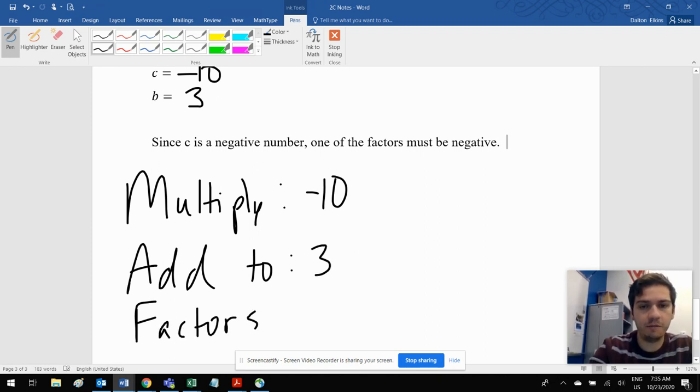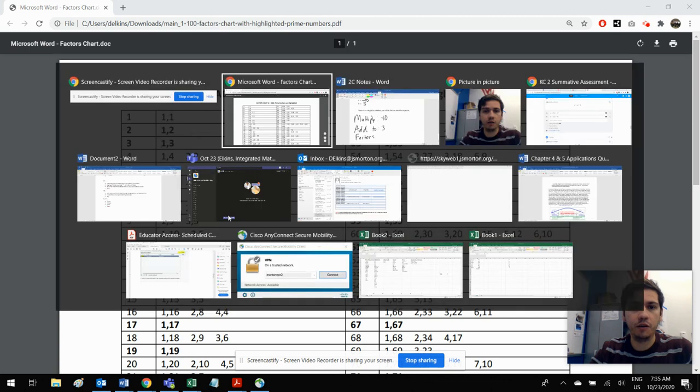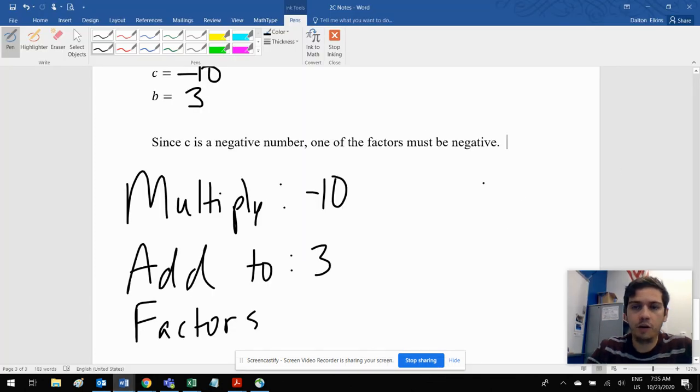So we can go ahead and look at the factors, the numbers that multiply and equal 10, and that'll kind of help us out here. We have 1 and 10 and 2 and 5, but we don't have negative 10 on here, but we can use 10, and that'll pretty much give us the same thing here. So let's go back to this screen. So 1 and 10 was one pair of numbers.